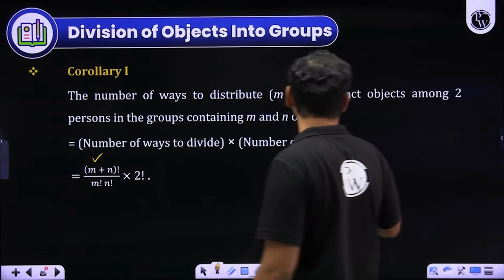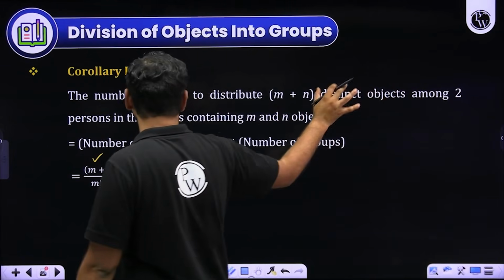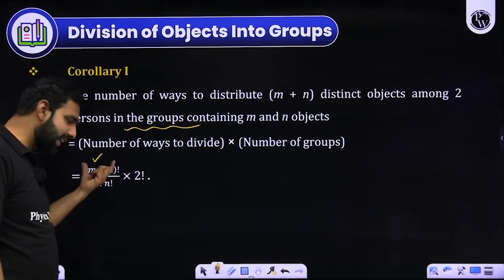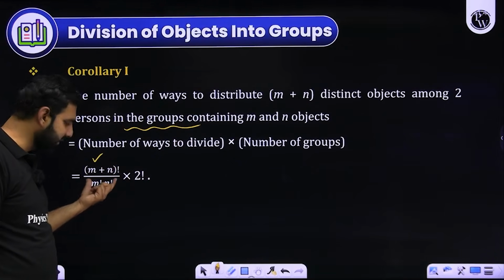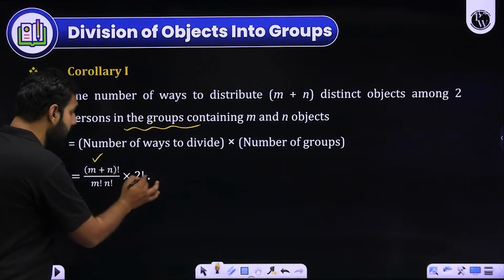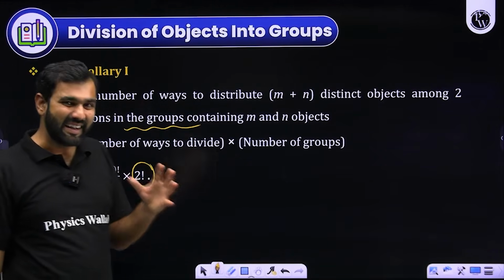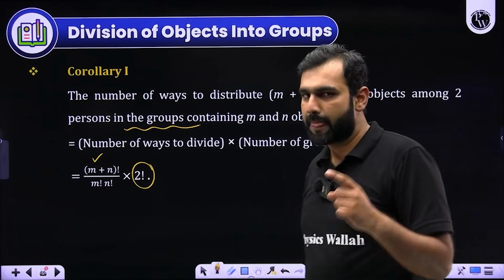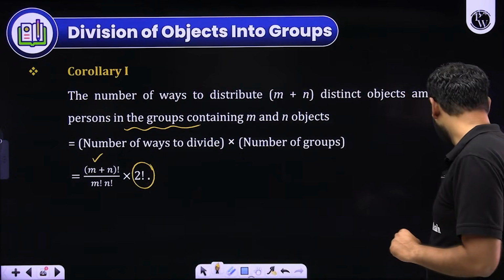So once you have defined these 2 groups, then of course I'll say that the division into m and n objects will be (m plus n) factorial upon m factorial into n factorial. But since the 2 groups are distinctly defined, I should multiply it by 2 factorial as well. Are you able to digest this part very clearly?